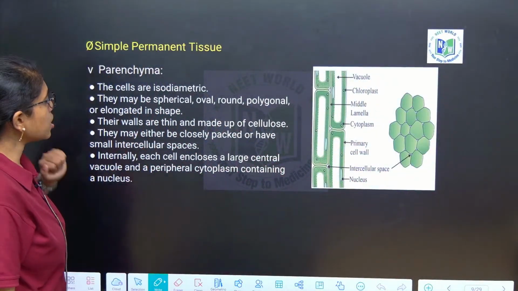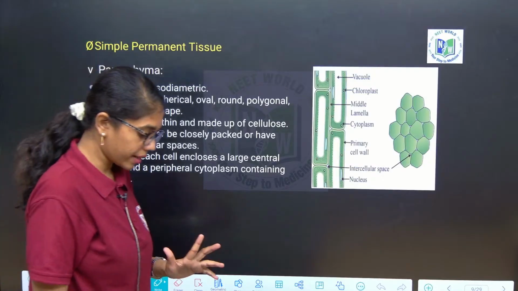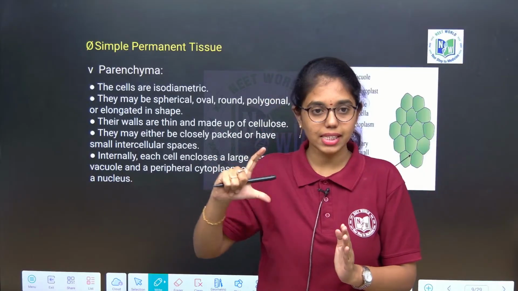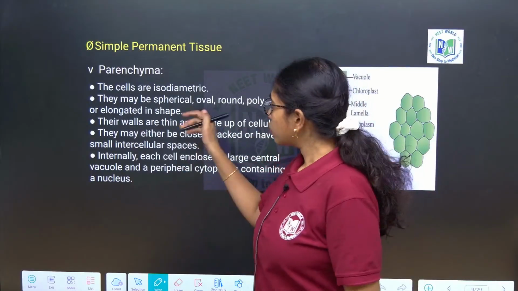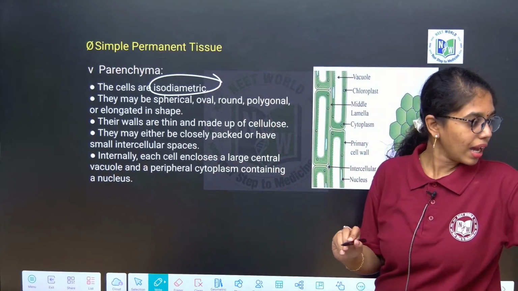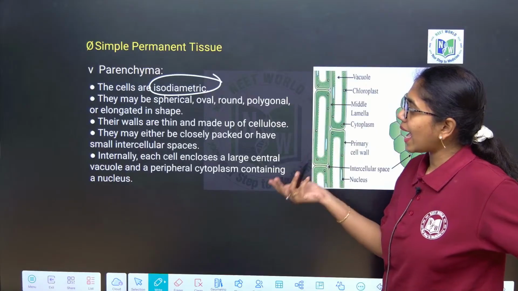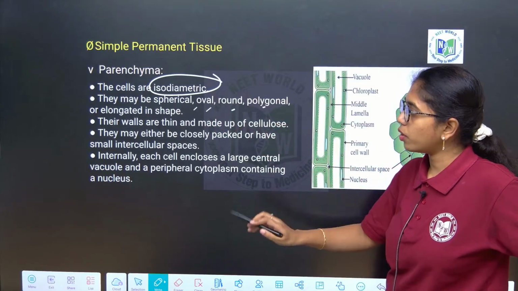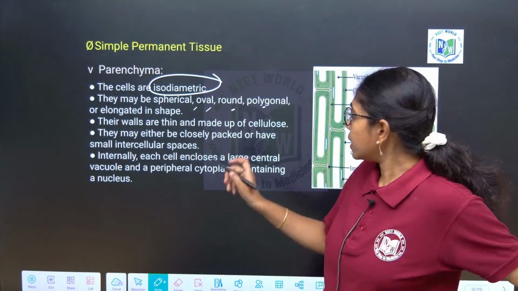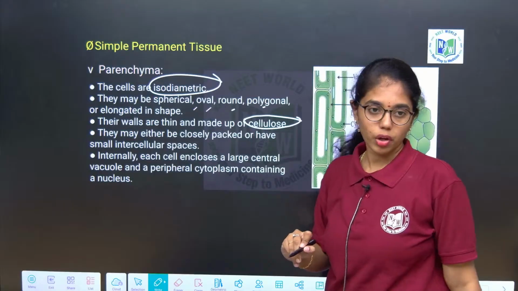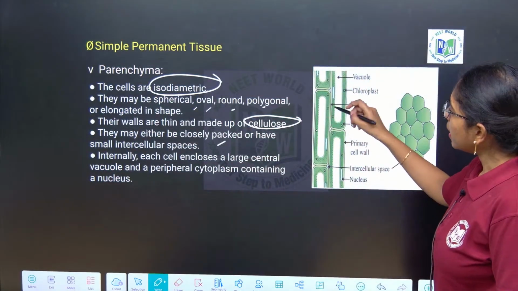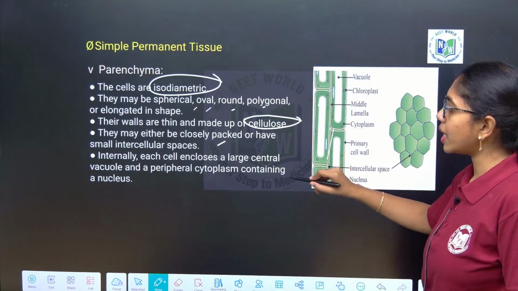First is parenchyma. Cells of parenchyma are isodiametric, where you can divide them in equal planes. All the cells have equal dimensions. So that is isodiametric, and they can be spherical, oval, round, polygonal or elongated. Parenchymatous cells will have a thin cell wall, that is a cellulosic cell wall. They can have intercellular spaces and internally they are enclosed by a large central vacuole.